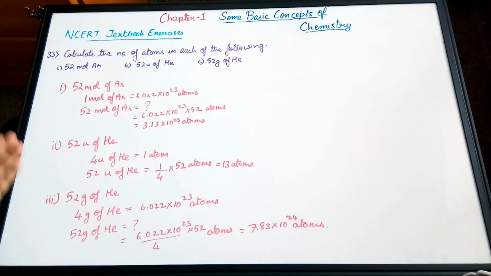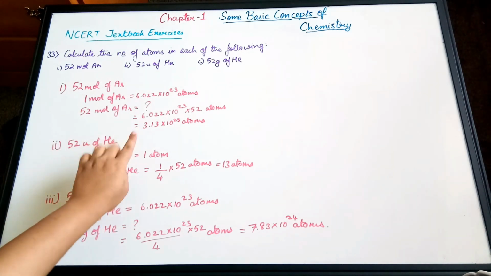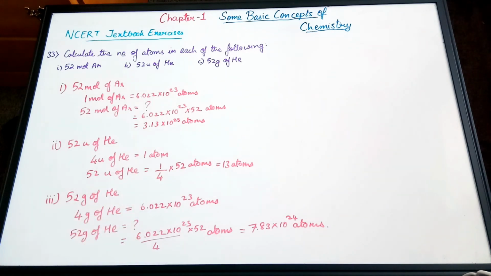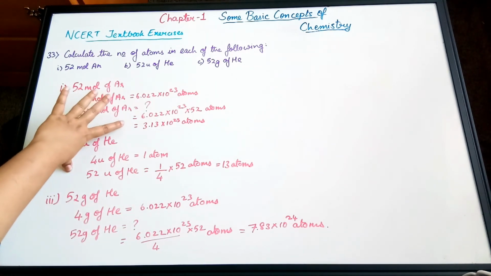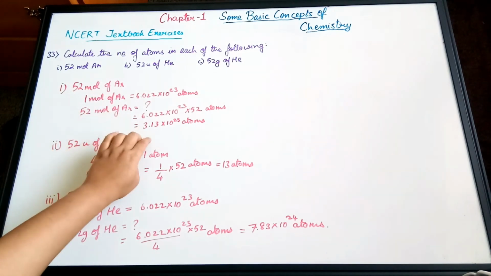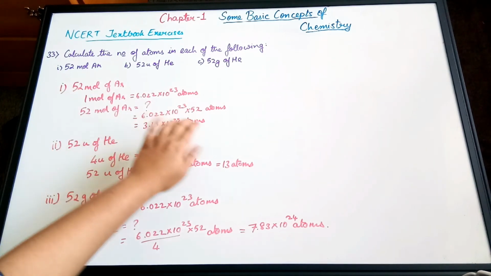So this particular question is quite unique, because it shows us the various relationships between the number of moles and the number of atoms. Generally, 1 mole of any substance will have 6.022 into 10 to the power 23 atoms. So even if we take 52 moles of any element, it could be helium, neon, argon, any element, that would have 3.13 into 10 to the power 25 atoms.